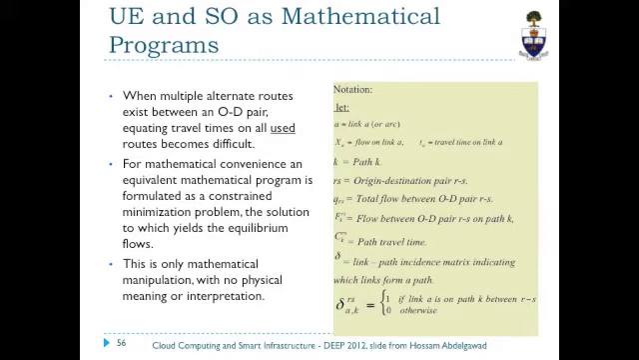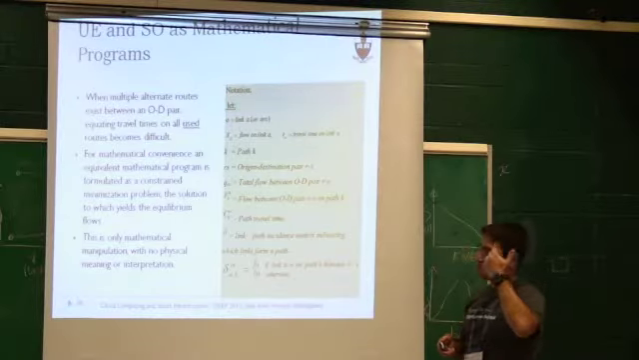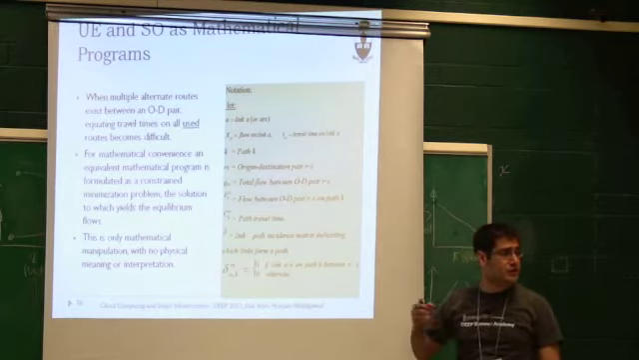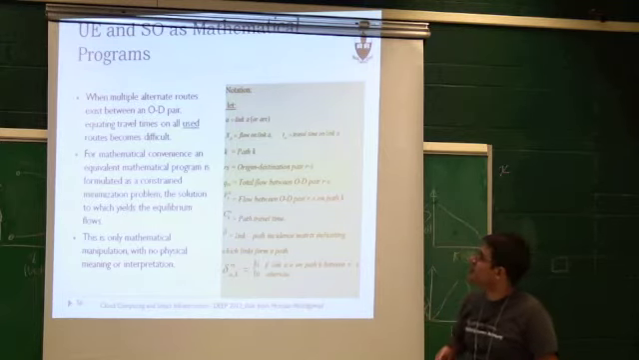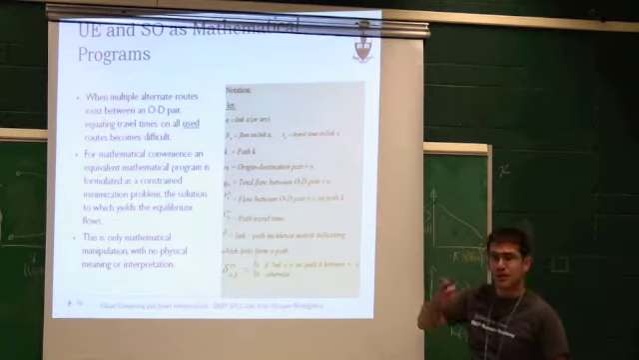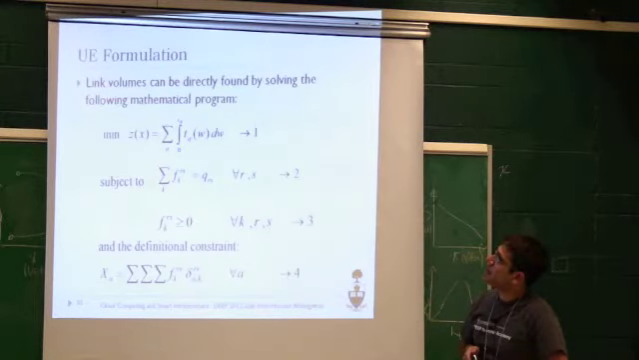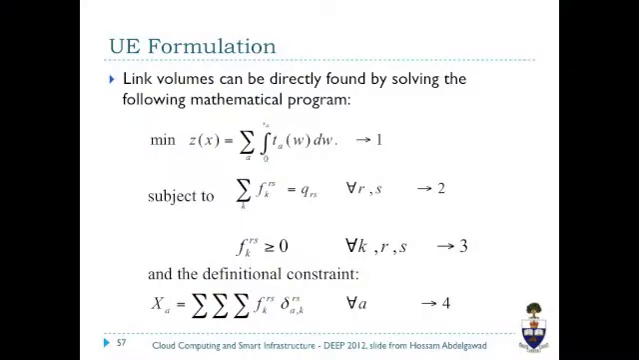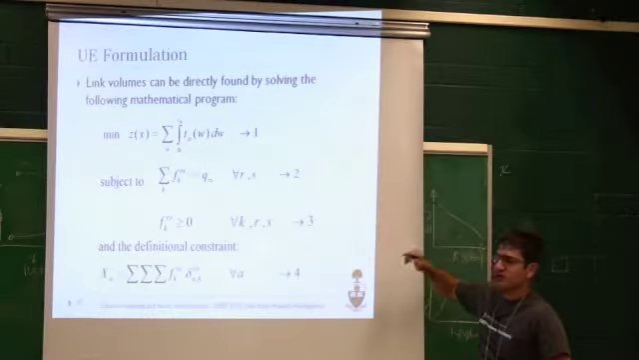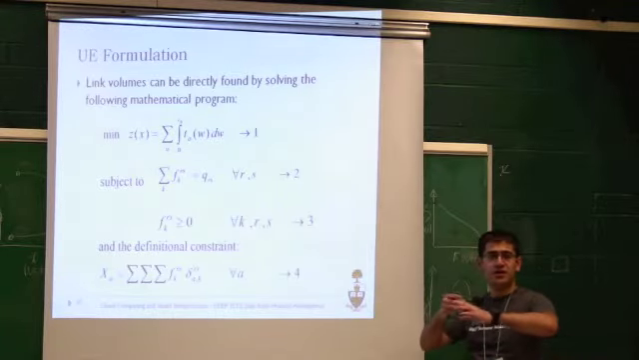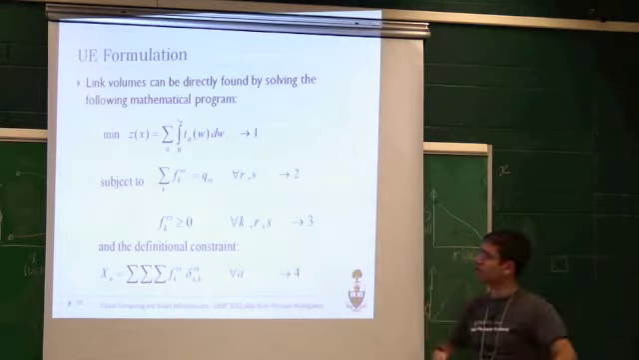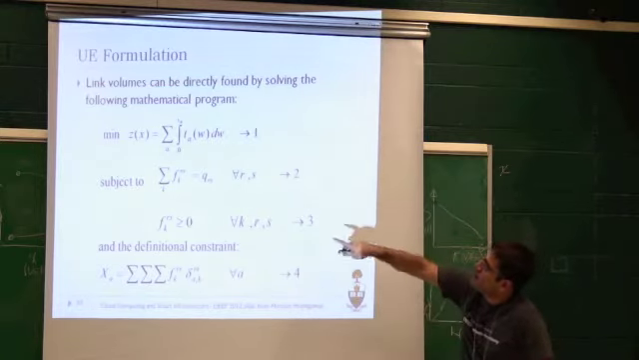So this is a way to solve this mathematically, and you can program computers to do this. Actually, Paramex uses similar methods. So for user equilibrium, what you're trying to do is there's a curve, and you're trying to minimize the area under the curve. That's why you have the integral there.